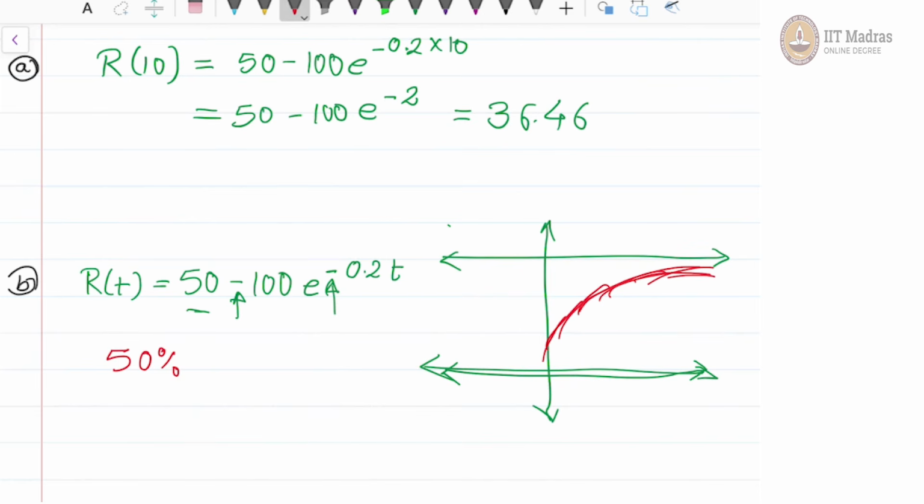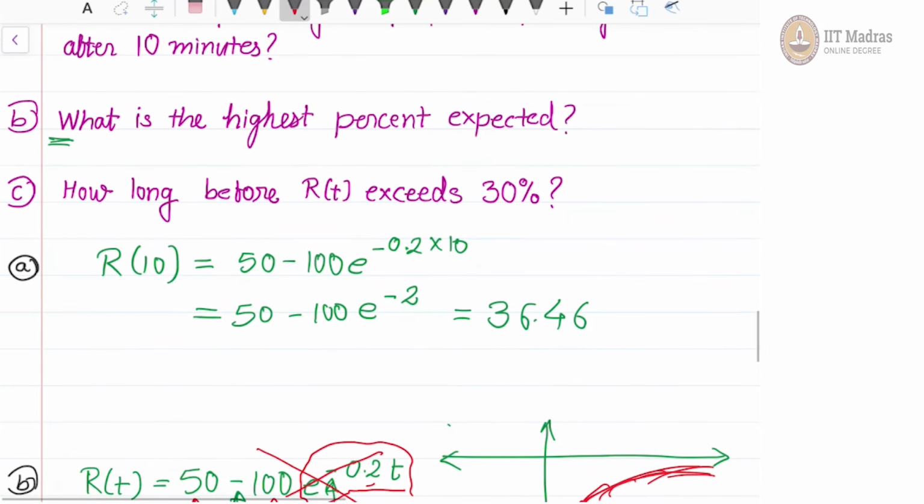Let us analyze this further. Instead of graphically analyzing, let us look at the function e raised to minus 0.2t. This function in itself will never exceed 1, and as t tends to infinity, this function will tend to 0. That means whether I am multiplying by 100 or by 10,000, as t tends to infinity, this function has to go to 0. So this entire thing will go to 0, and therefore 50 is the maximum that I can achieve. Therefore my question B is answered as 50%.